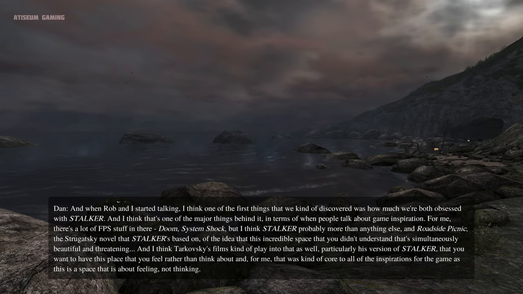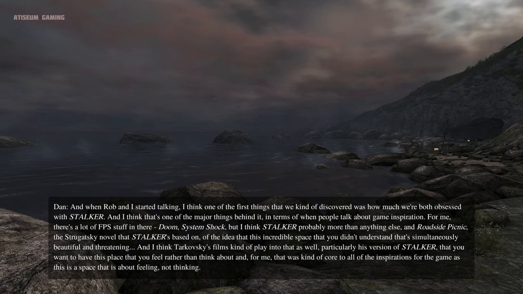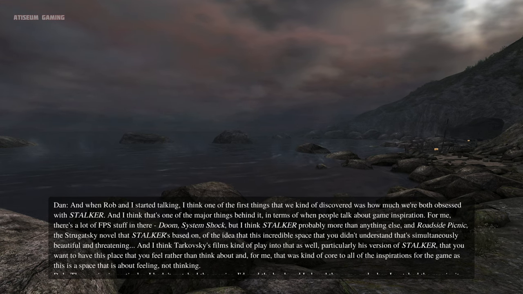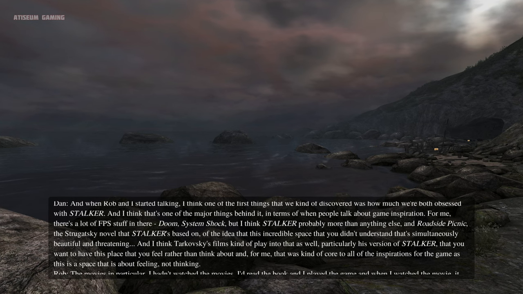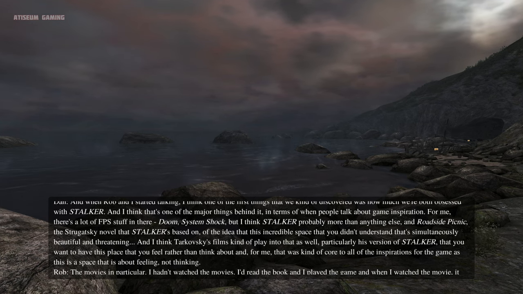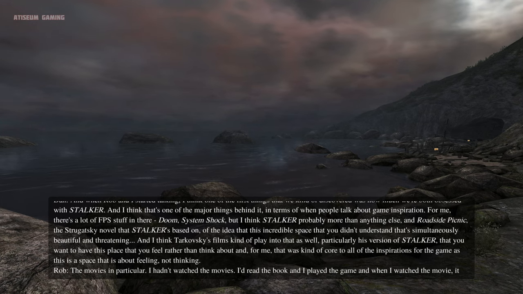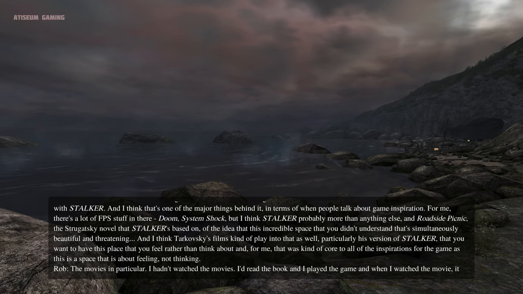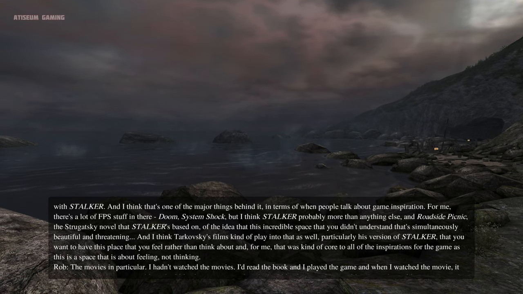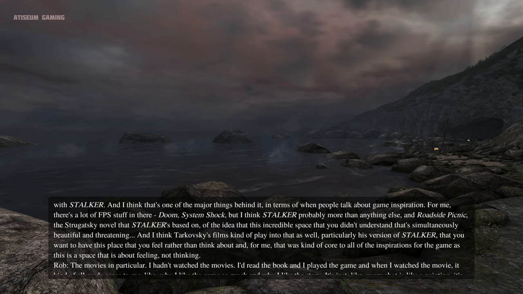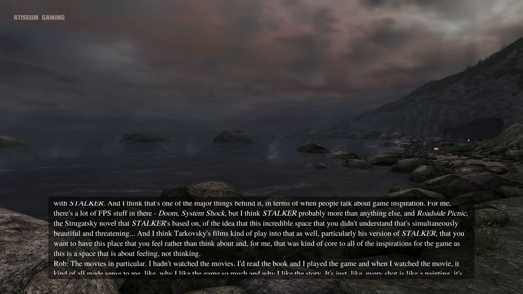And Roadside Picnic, the Strugatsky novel that Stalker is based on, with the idea of this incredible space that you didn't understand, that's simultaneously beautiful and threatening. And I think Tarkovsky's films, his version of Stalker, play into that as well, that you want to have this place that you feel rather than think about.